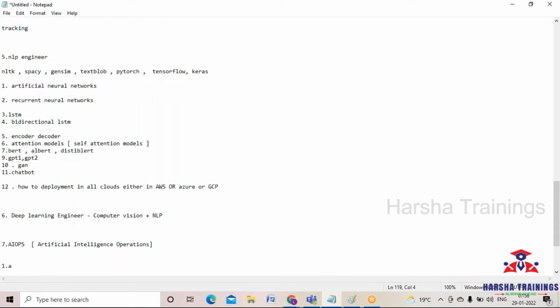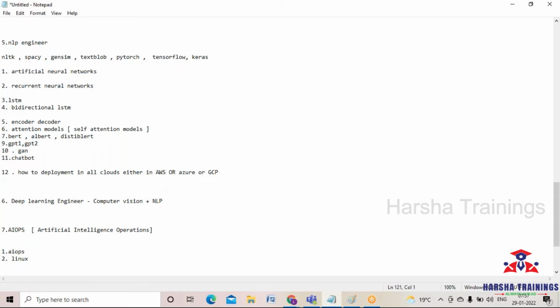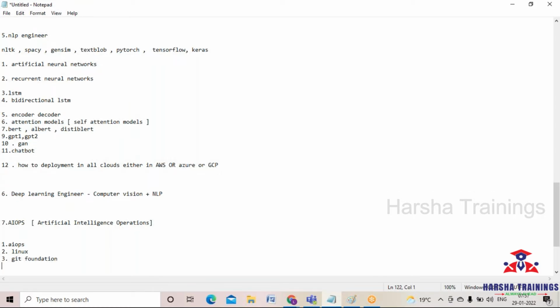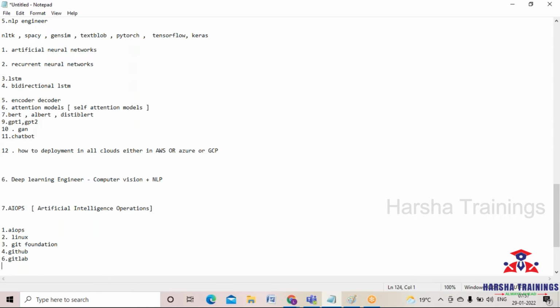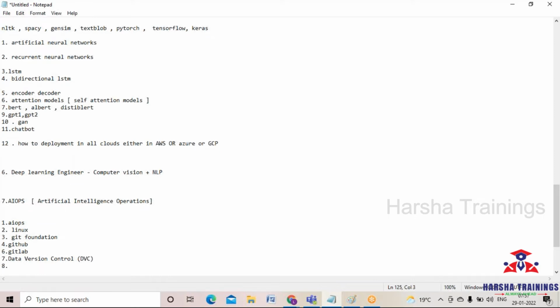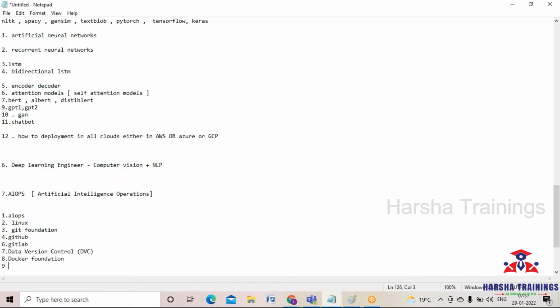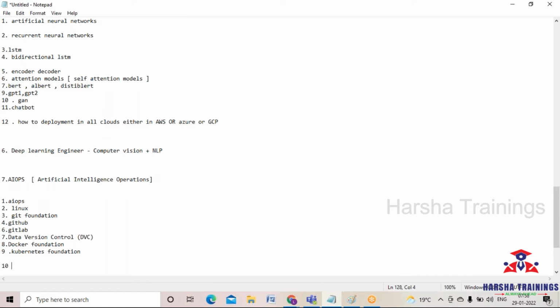So in that, what is AI apps? Linux: you should know all the Linux basics. What is Git foundation? I think all of you know DevOps. Similarly here also, the same kind of structure and concepts you should know. So GitHub. Next one is GitLab. The data version control. Another one is Docker. Next, if you know the basics enough, Kubernetes foundation, like TensorFlow Extended.